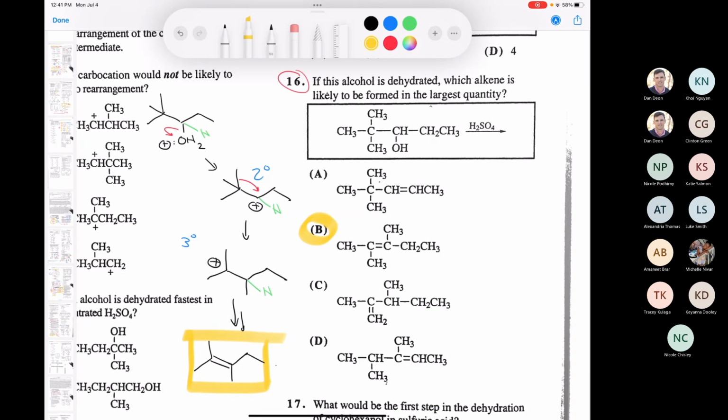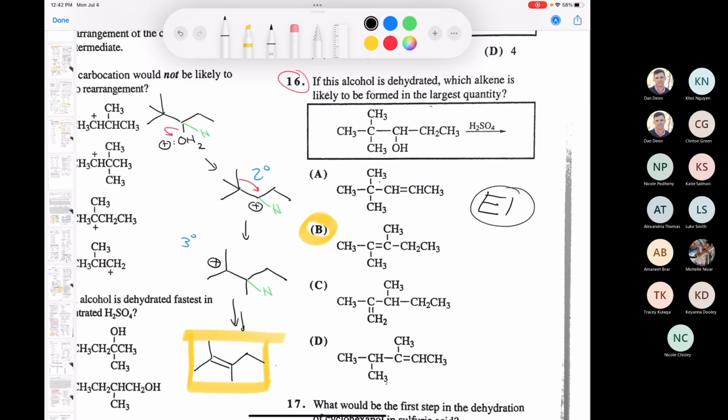That's it, that's all. Okay, so make sure you know your elimination. This would be an E1 reaction. So E1 elimination. It's one of my favorite reactions.